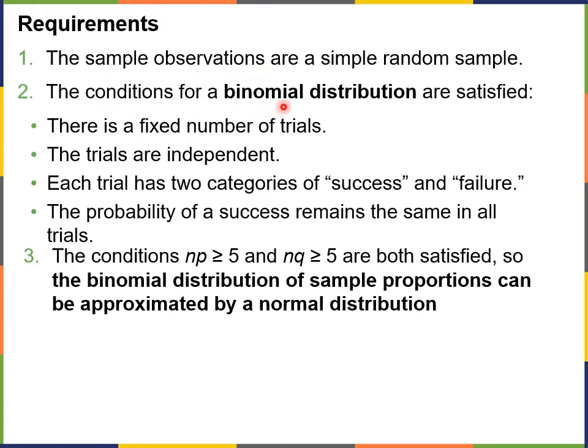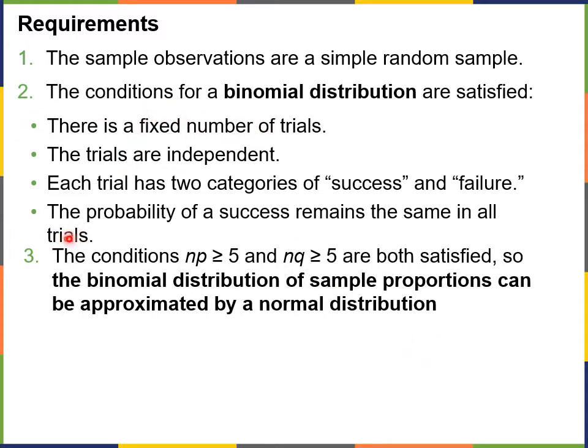The next thing we need is that the conditions of a binomial distribution have to be satisfied. A binomial distribution essentially requires a few things here. One, you have to have a fixed number of trials. Trials are independent. Each trial is in 2 different categories, success or failure. The probability of success remains the same in all trials. We need this along with step 3, which is n times p greater than 5, n times q greater than 5, basically so that we can start to draw the normal distribution. Okay, this is the important part. We need the binomial distribution and n times p and n times q so that we can draw our normal curve, our bell curve.